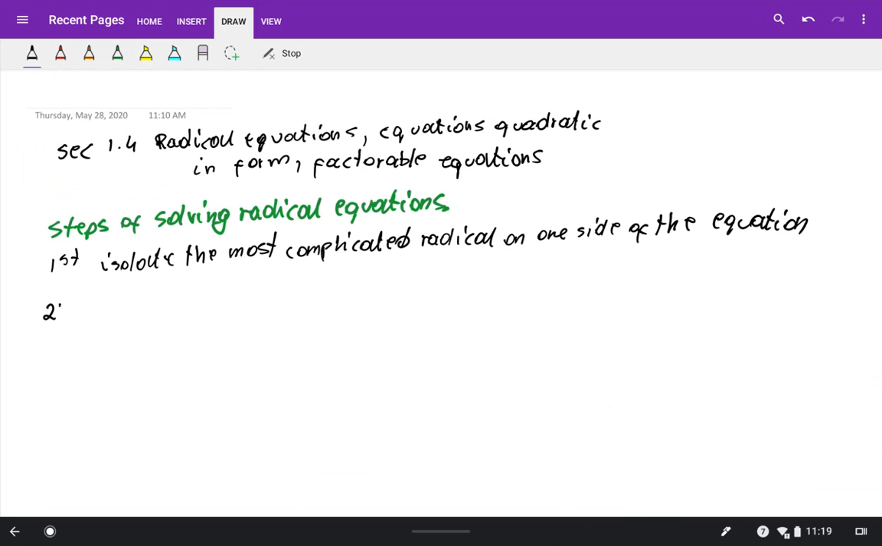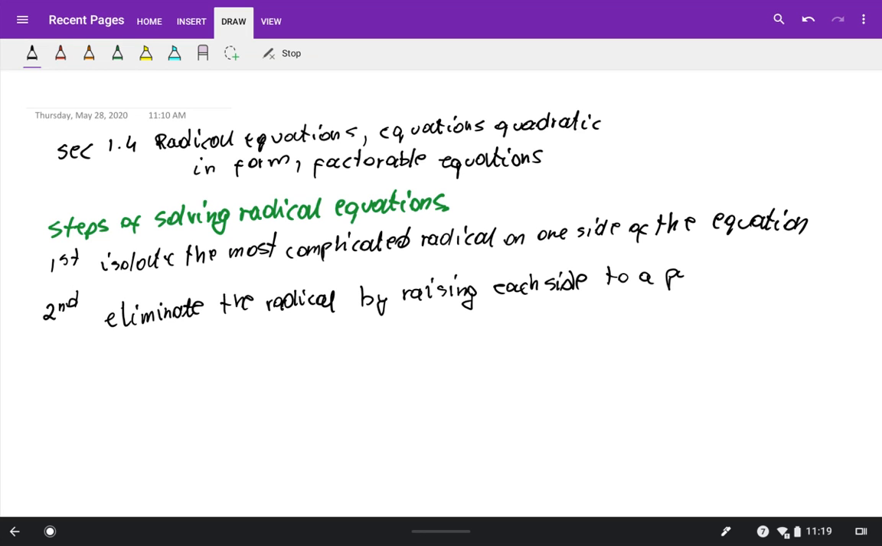Step 2 is to eliminate the radical by raising each side to a power equal to the index of the radical. So I will explain that based on the example.